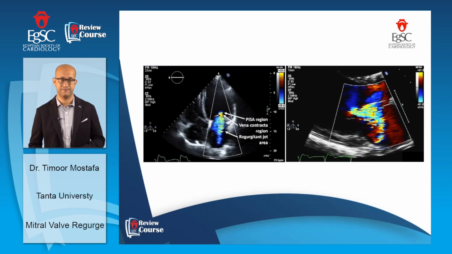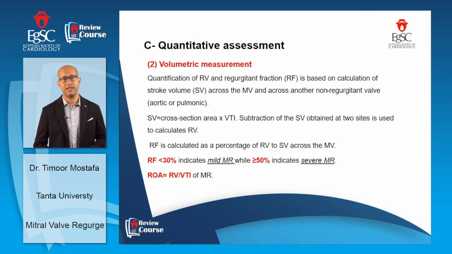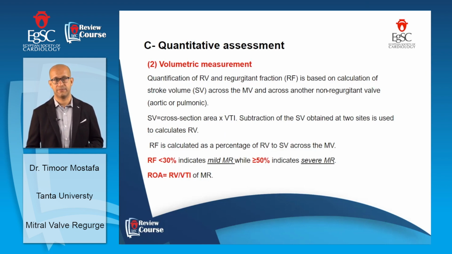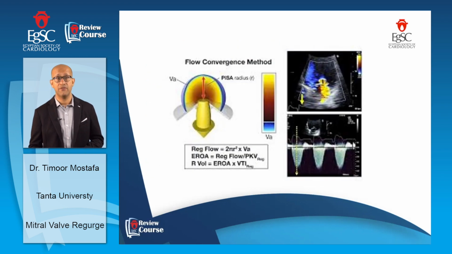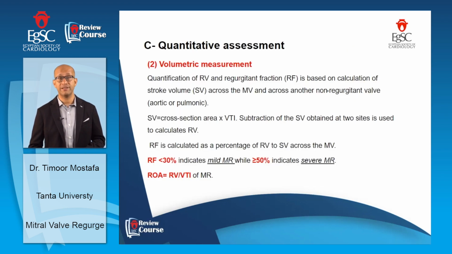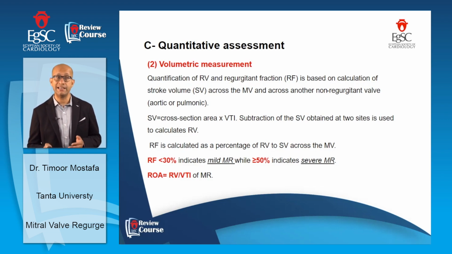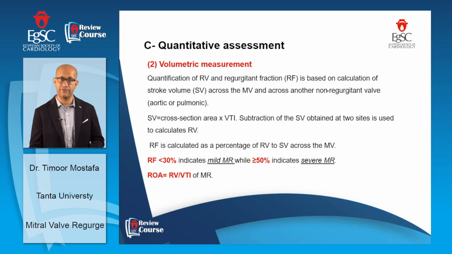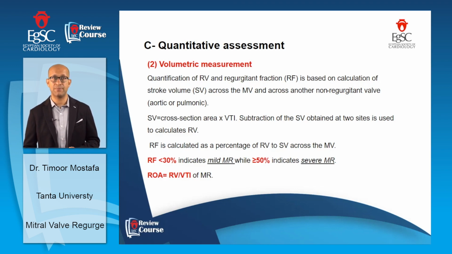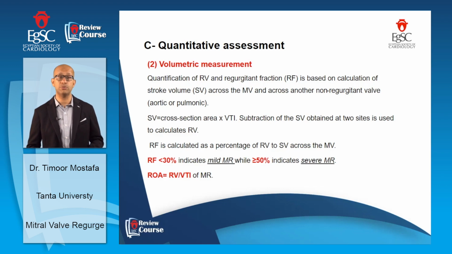on the left side. What about the final way, which is the volumetric assessment? We have the volumetric measurement, quantification of regurgitant volume and the regurgitant fraction. It's based on calculation of the stroke volume across the mitral valve and across another non-regurgitant valve like the aorta or the pulmonary. A regurgitant fraction of less than 30% indicates mild mitral regurgitation. More than or equal to 50% indicates severe mitral regurgitation.